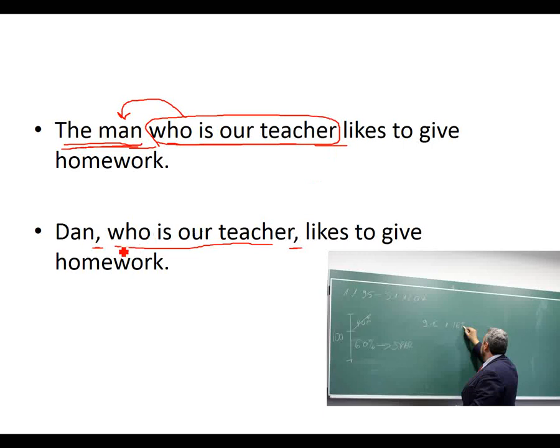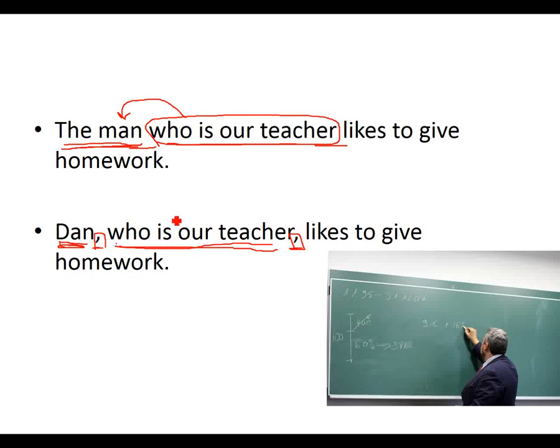In the second sentence, Dan, who is our teacher, likes to give homework. Dan is a proper noun. It's a noun that we have to capitalize. So who is our teacher doesn't really identify who we're talking about, because we all know who Dan is. So it just provides extra information. And because it's providing extra information and not identifying the noun, we will put commas around it.